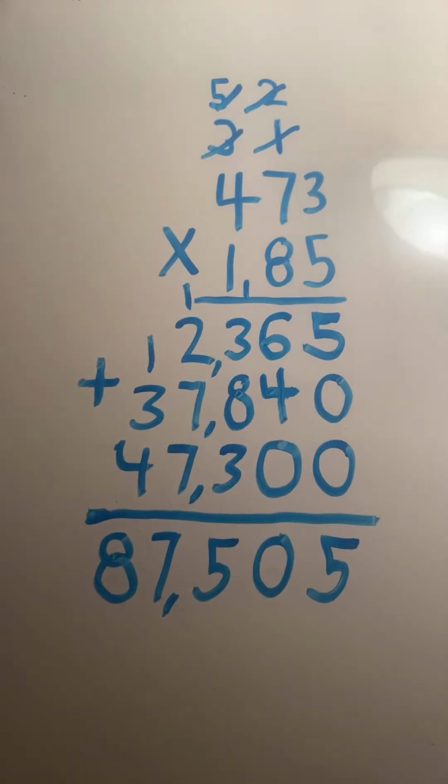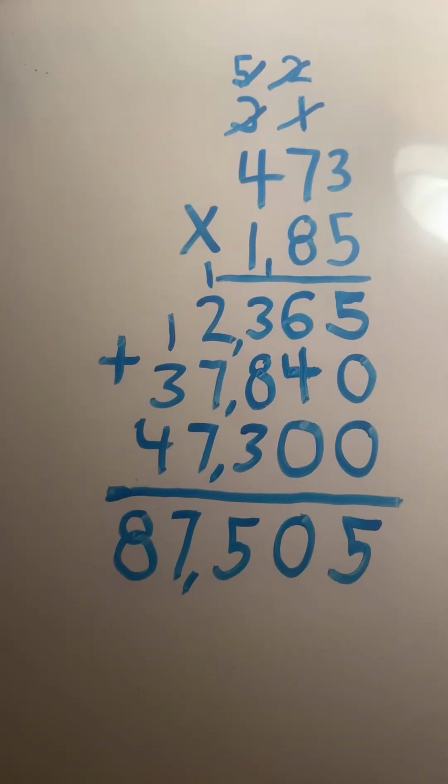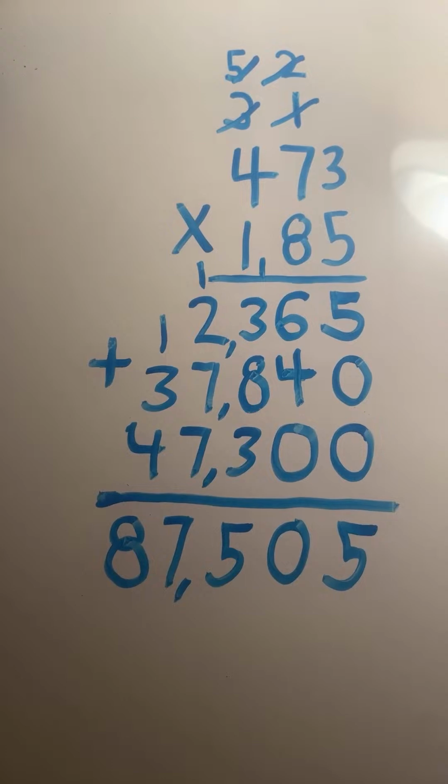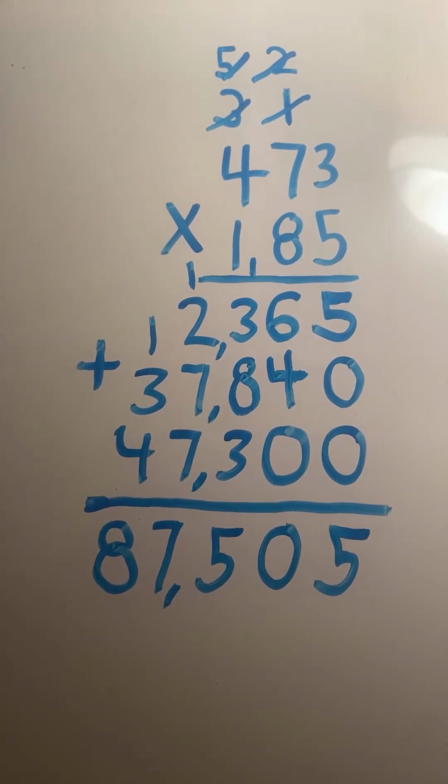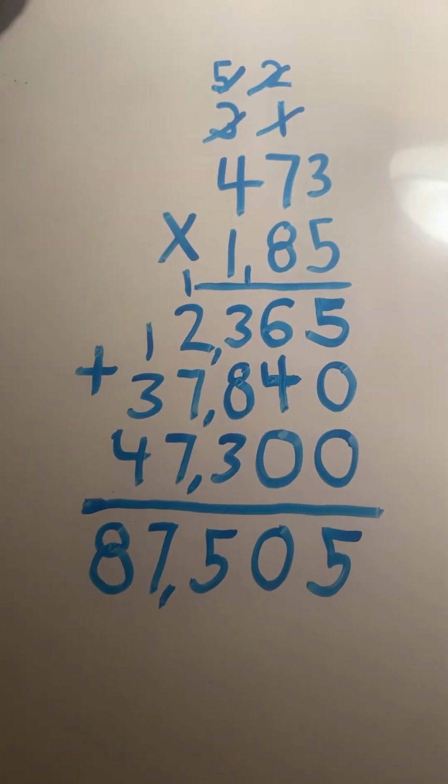And we have our final answer. 473 times 185 equals 87,505. All right, moving on to example problem number 2.